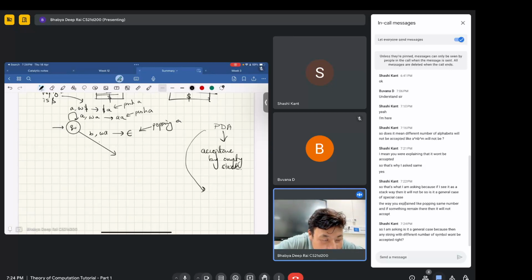So I'm asking, is it a general case? Because then any string with a different number of symbols won't be accepted, right?